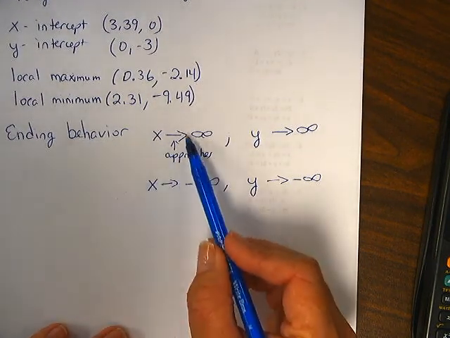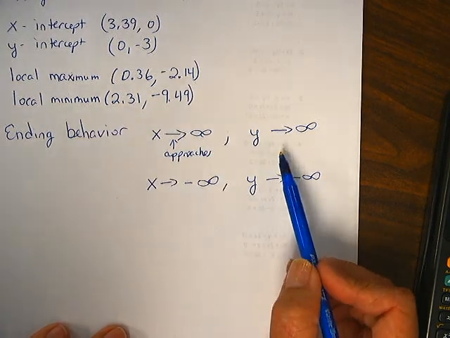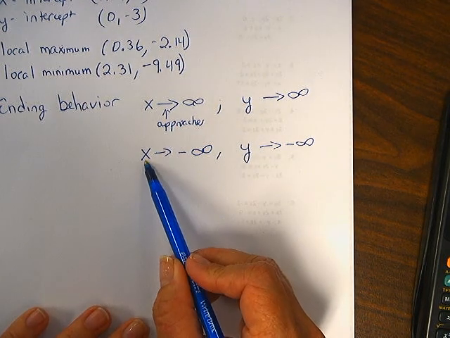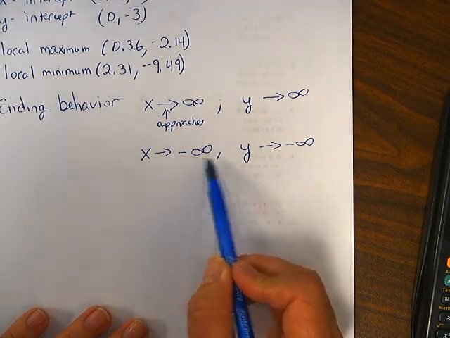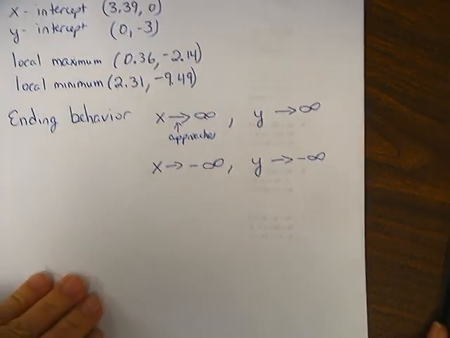Also we'll be looking at our end behavior. What happens when x approaches infinity? What does y do? And as x approaches negative infinity, what is y doing? Okay, so let's take a look at our parent function.